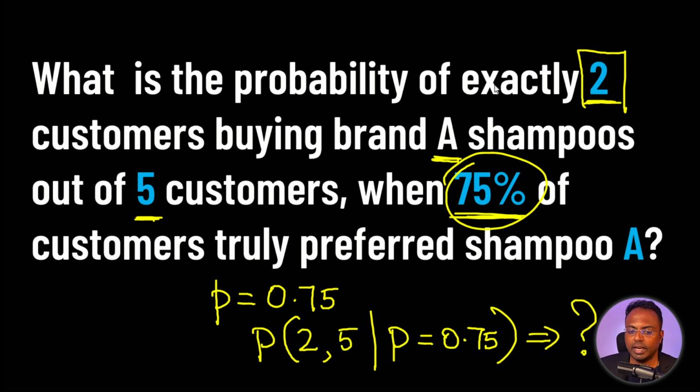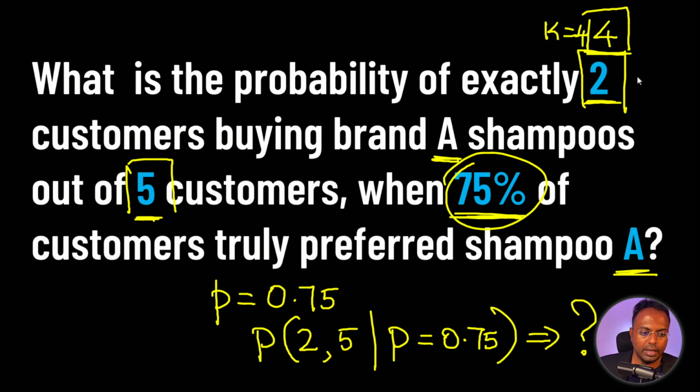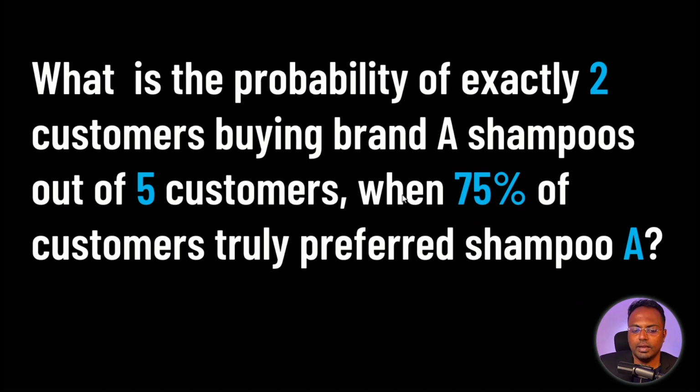And while you are at it, can you also compute the probability of getting 4 customers to buy brand A out of 5 customers, when 75% of customers truly preferred shampoo A? Pause the video right now and try it out if you have a computer nearby. And once you compute the probabilities, write in chat which of these 2 situations, k equal to 4 or k equal to 2, is more likely to occur when the probability of success equals 0.75. Consider pausing this and trying it out. Meanwhile, let me show you the answer.